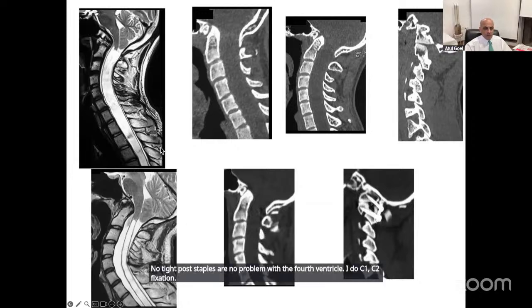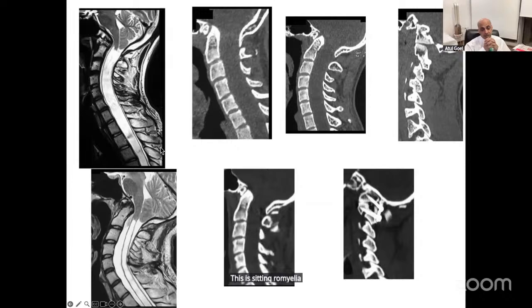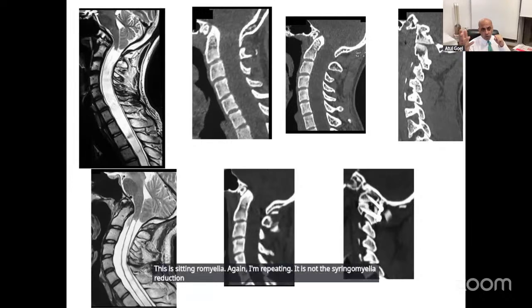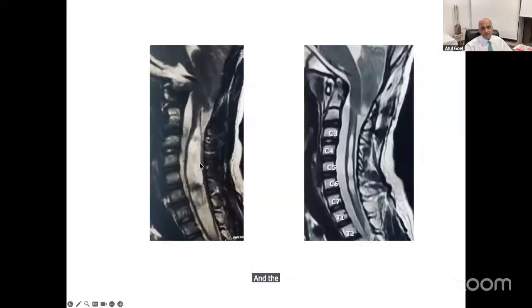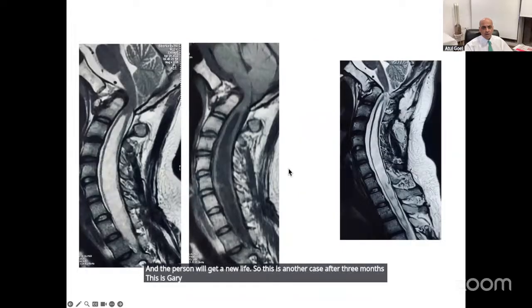This is syringomyelia. Again, I am repeating. It is not the syringomyelia reduction which is the glory or which is the trophy. I am saying the patient will recover dramatically and drastically in the evening of operation, and the person will get a new life. So this is another case after 3 months. This is Chiari and this is reduction of syringomyelia.